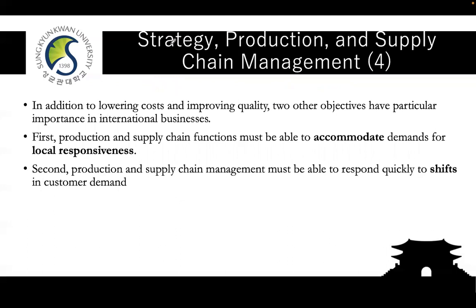Okay, then still within the same subtopic, strategy, production, and supply chain management. If we want to lower costs and improve product quality, there are two other objectives: local responsiveness and quick response to the shift in customer demand. Local responsiveness has appeared in our discussion several weeks ago. Whenever you go somewhere to sell a specific product, the key question is, do you need to adapt to the local taste, local requirements, and other things related to local responsiveness? And the second point is the quick response to the shift in customer demand.